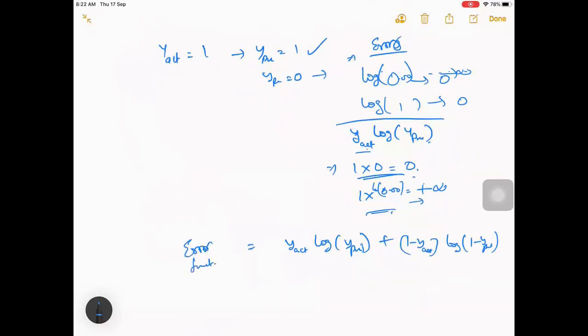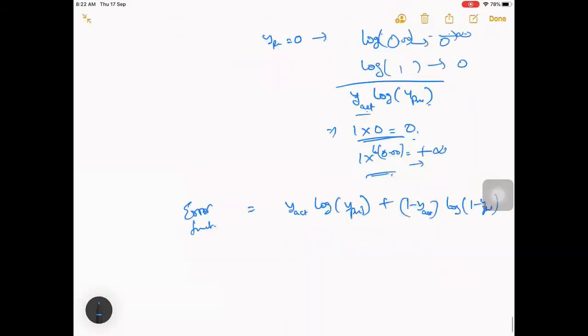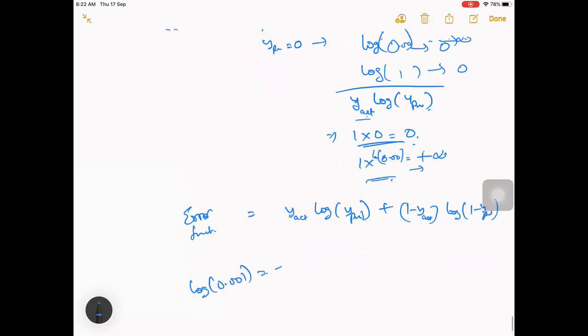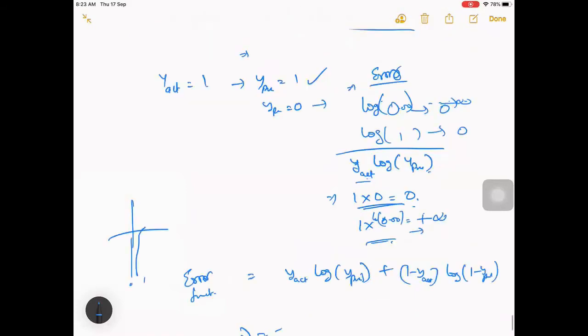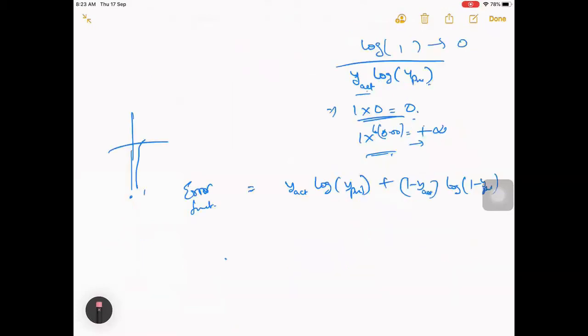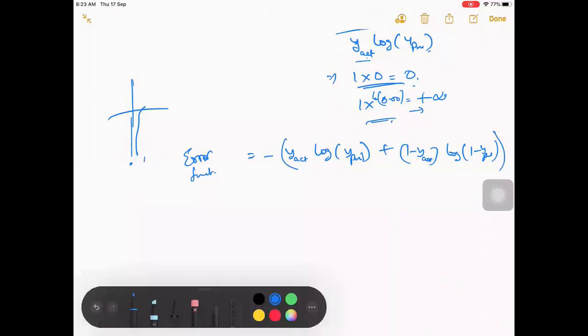So, just for a case, if your log value is less than 0.1, log of 0.1 will actually give you a negative value. Sorry, this graph which I have drawn is for log. So actually it will come like this. For 0 to 1, these values will be negative. So what we also do is keep a negative sign to the whole thing. So this will be our error function.